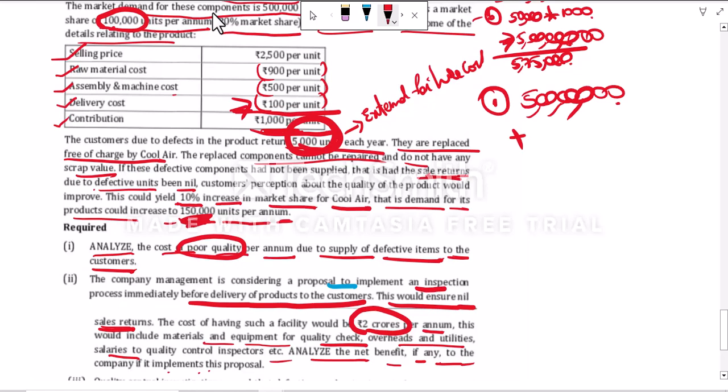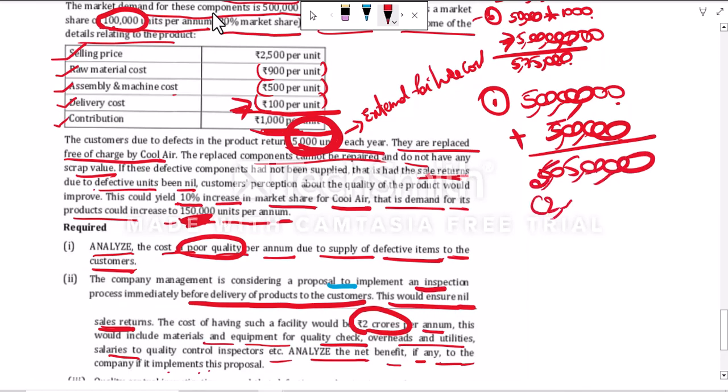So 5,000 into 100. Why will they not incur any delivery cost? Because they were not giving it to the customers. They were not sending to the customers. They are not incurring any delivery cost for those 5,000, because they were inspecting and detecting the defective products before delivery to the customers. So they were not delivering and they will not incur delivery cost. So all these 5 lakhs they will save. And this is the total profit they will get. But what is the cost? 2 crores.